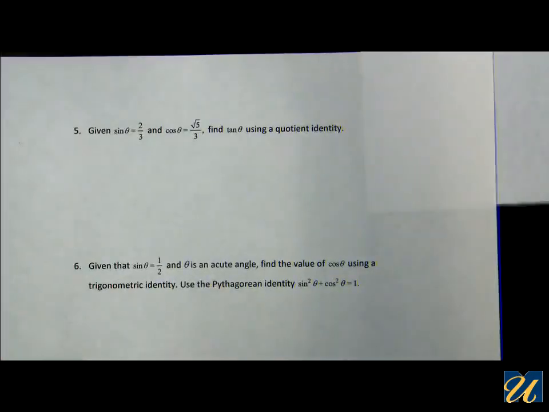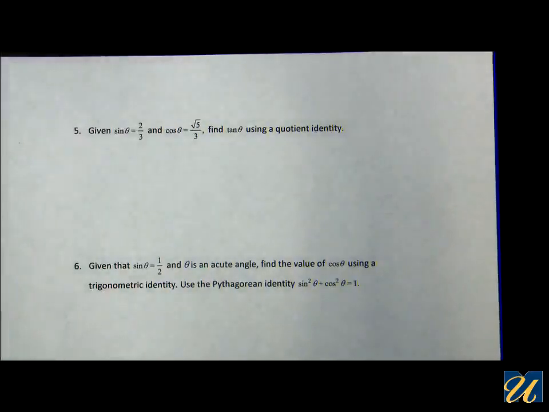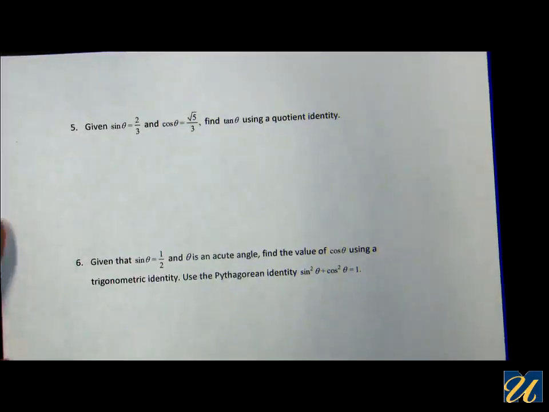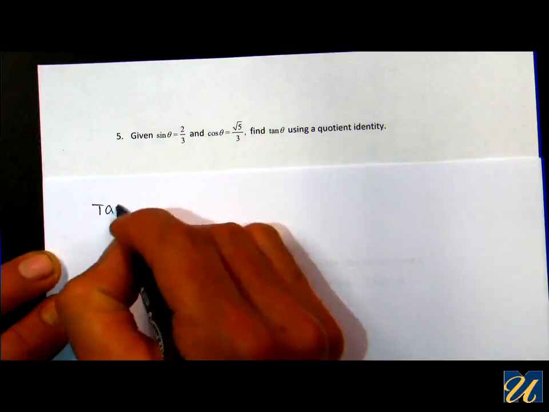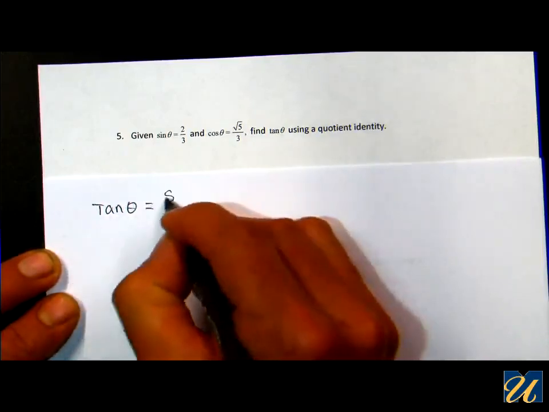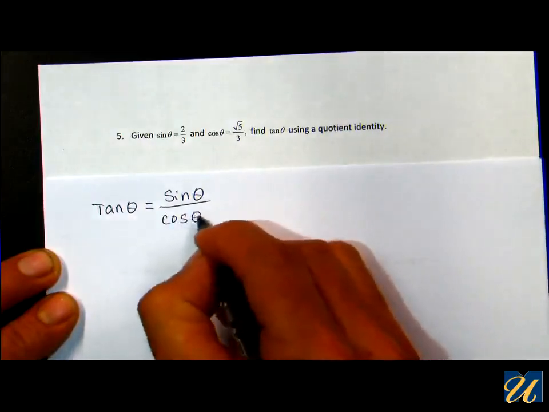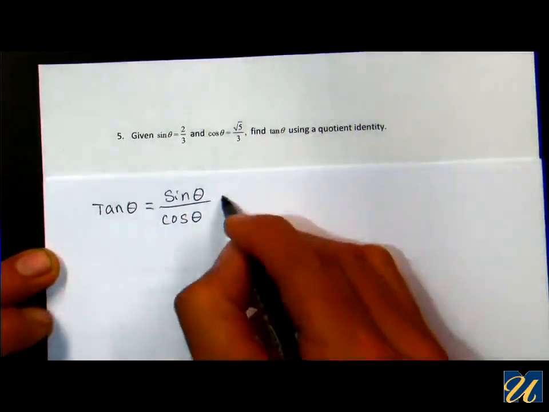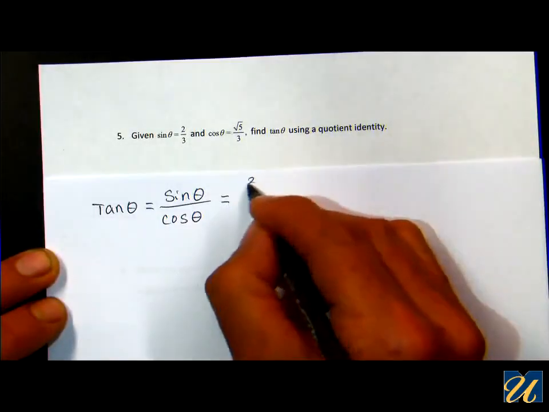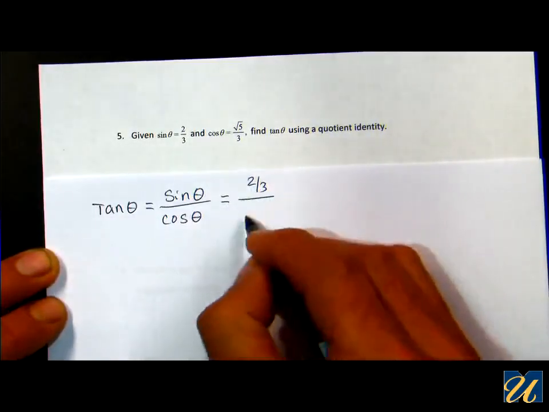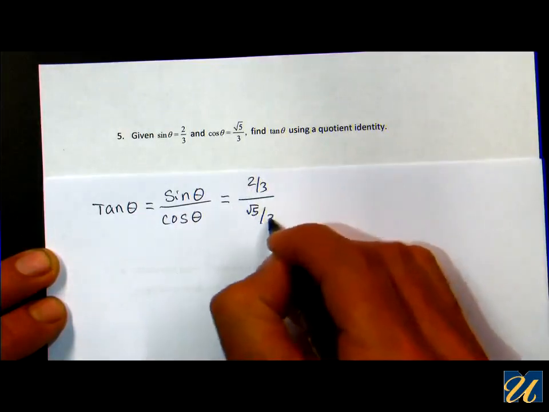Problem 5. Given the value of sine theta to be 2/3 and cosine theta to be root 5 divided by 3, find the tangent using a quotient identity. Okay, so the quotient identity here referred to: tangent theta is the quotient of sine to cosine. Okay, and both of those values we have. The sine is 2/3 and the cosine is root 5 over 3.